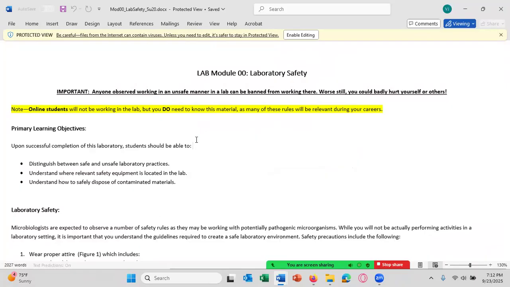Lab module 00 on laboratory safety. Online students will not be working in the lab, but you do need to know this material, and many of these rules are relevant during your career. The primary learning objectives today: 1, be able to distinguish between safe and unsafe laboratory practices. 2, understand where relevant safety equipment is located in the lab. You don't need to know that, you just need to know what safety equipment we have in the lab. And 3, understand how to safely dispose of contaminated materials.